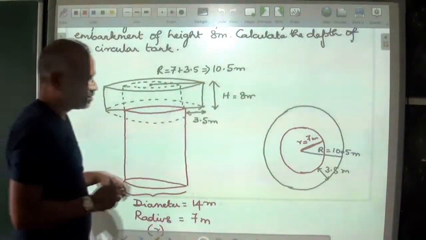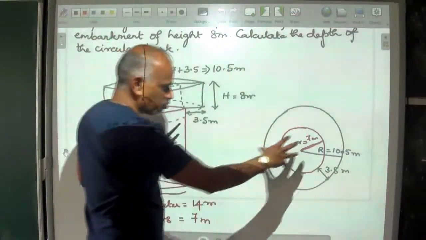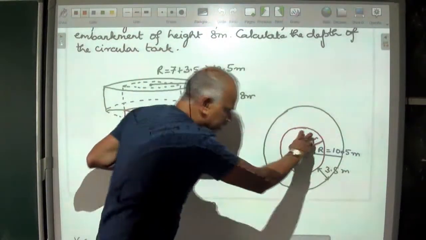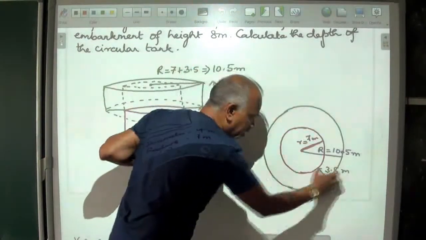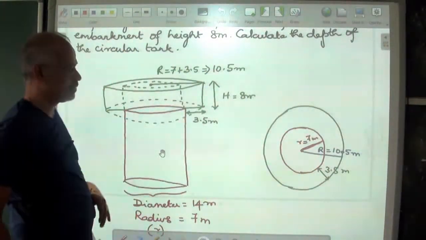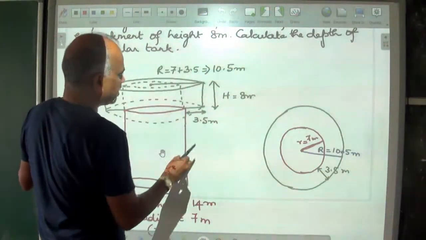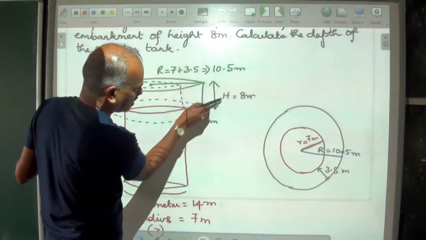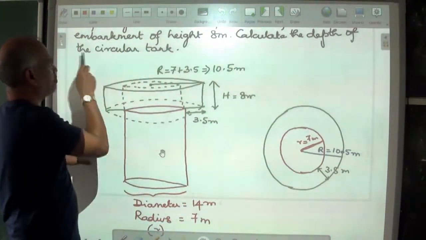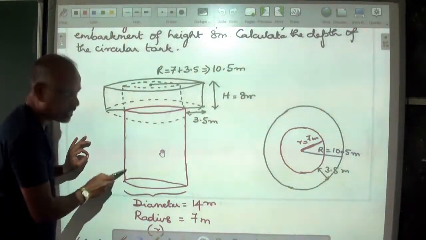So it will be something like this. If you look from top, this is what it will look like. This is the circular tank that you are digging. The mud that you have taken out is spread all around here. So this is what is formed. And it says the height of this embankment is 8. This embankment has a height 8 meter. Question is calculate the depth of the circular tank. You have to find what is the height of this circular tank that you dug.